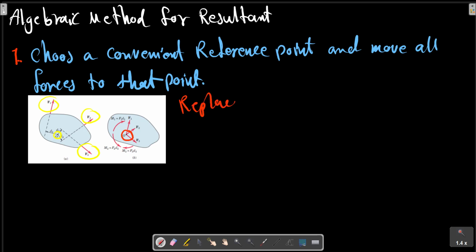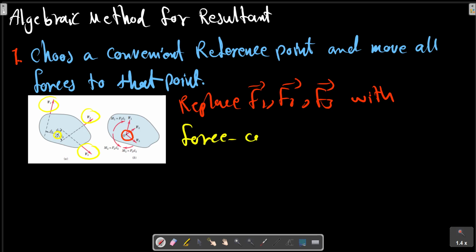Replace F1, F2, and F3 with a force-couple system at O.